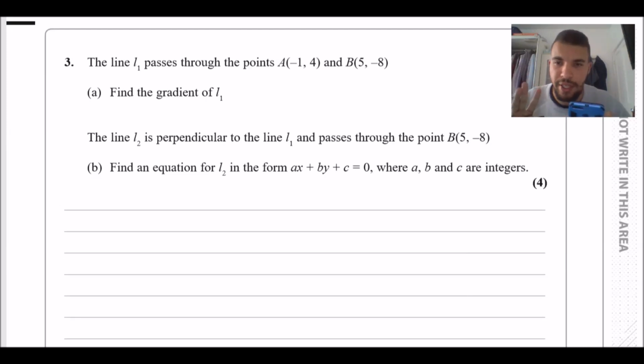Okay, number 3, guys. So, the line L1 passes through the points A and B at certain x and y values, alright?